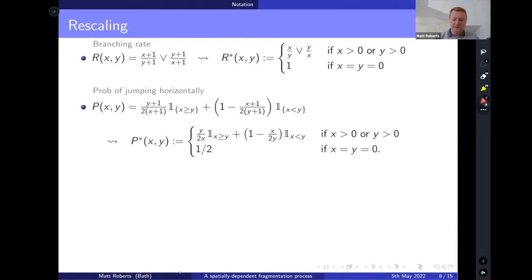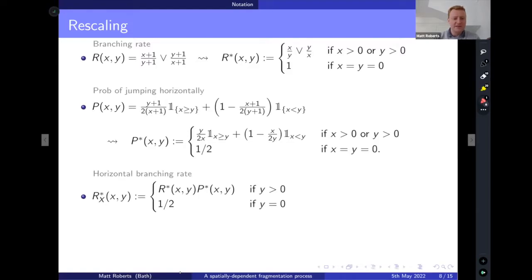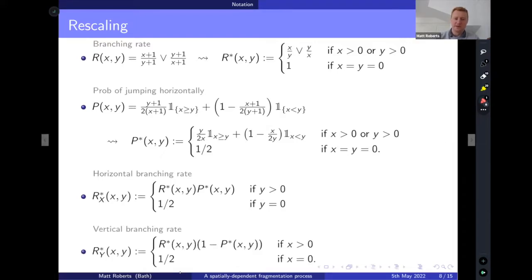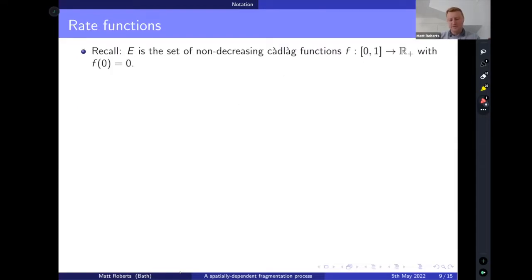And just in the interests of being able to state a theorem, it helps to multiply these two things together to get the rate of branching in the horizontal direction, and multiply r star by 1 minus p star to get the rate of branching in the vertical direction. Okay, again, you don't really need to remember any of this. It's just letting you know that you can do this rescaling on these functions, and the only problem it causes is at 0.